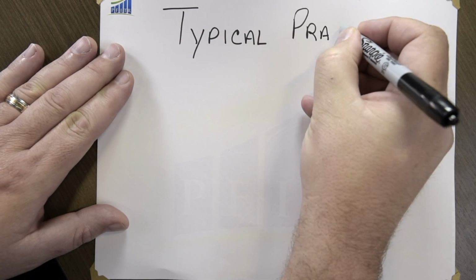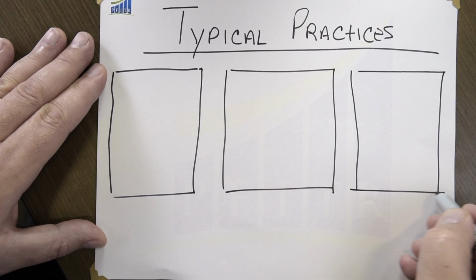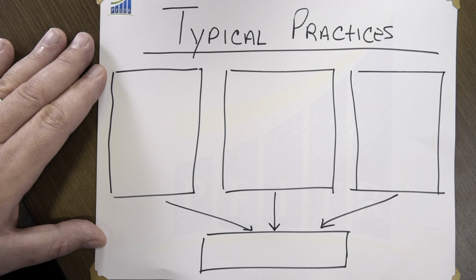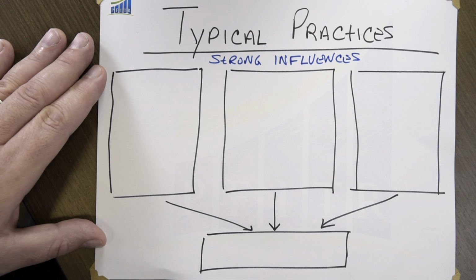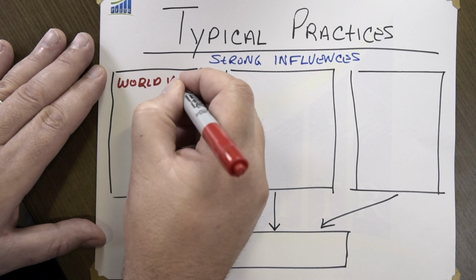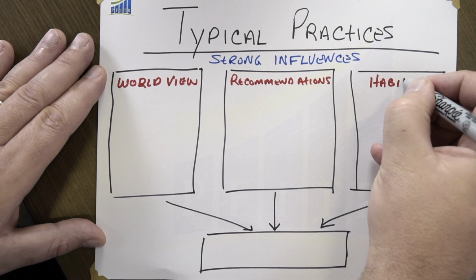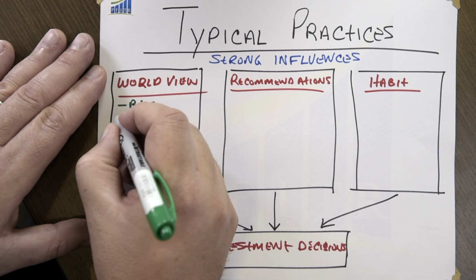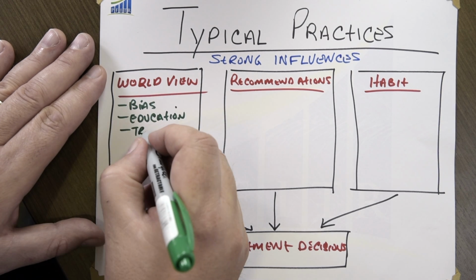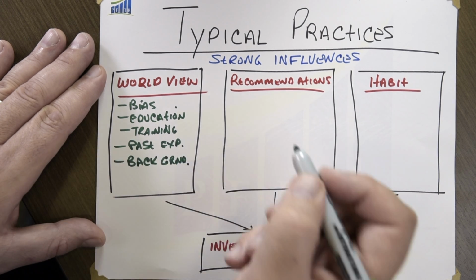Now, for fun, let's compare and contrast what typical practices are when it comes to making investment decisions and how we're controlled and influenced in making these decisions. These are strong influencers on decision-making processes. The first one is we have our own worldview. Next, we get a lot of recommendations. And thirdly, we have some habits on how we do things. And these all affect our investment decisions. Our worldview, we have our own biases, our own background and education, our training, our past experience. All of these things affect us.